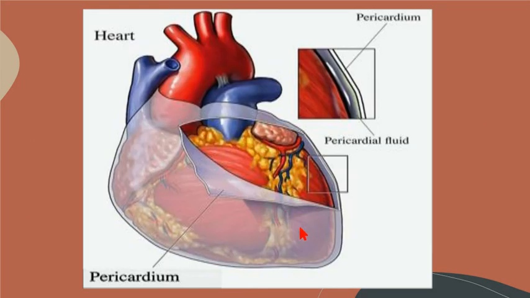This picture shows you a perfect representation of the pericardium and pericardial fluid. You see this heart is surrounded by a thin membrane, and this thin membrane is known as the pericardium. And then there is pericardial fluid present. This reduces friction between the heart and the pericardium, so the heart can easily contract and expand, right? And it also holds the heart in its position, and it reduces friction between the heart and other organs.